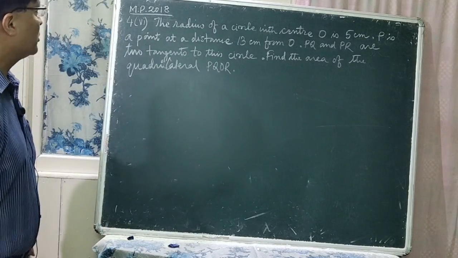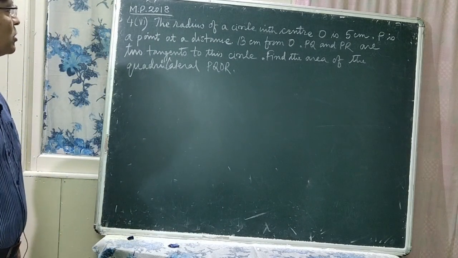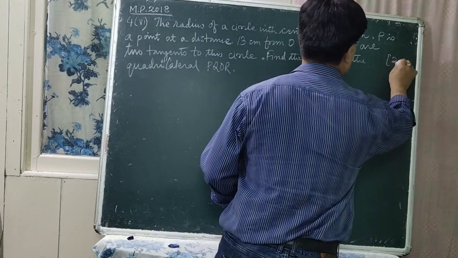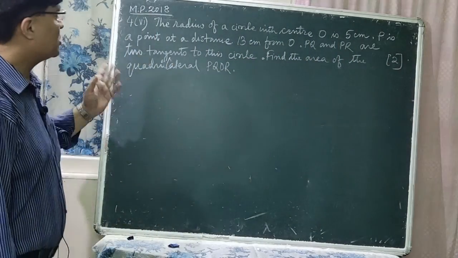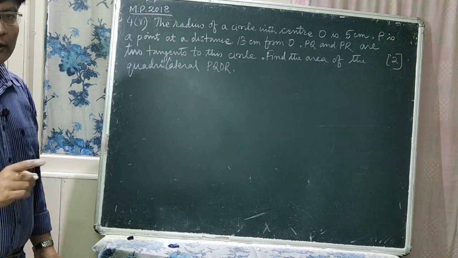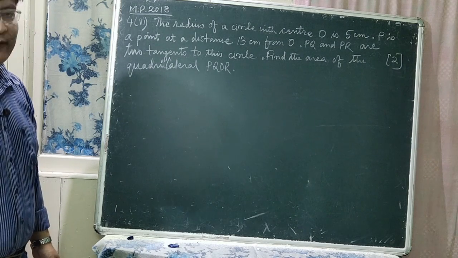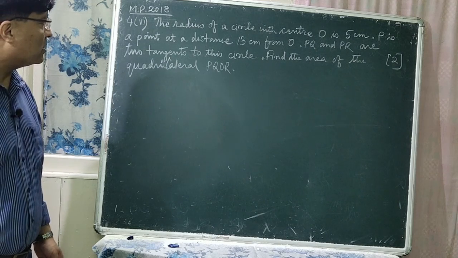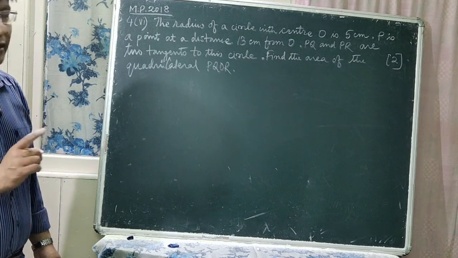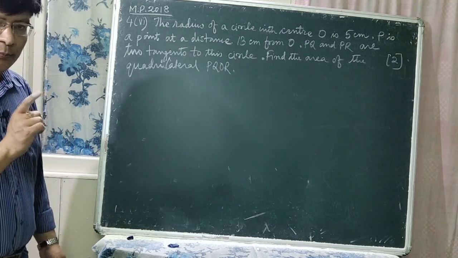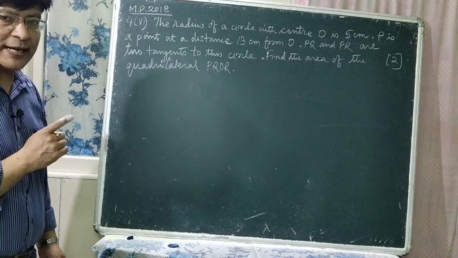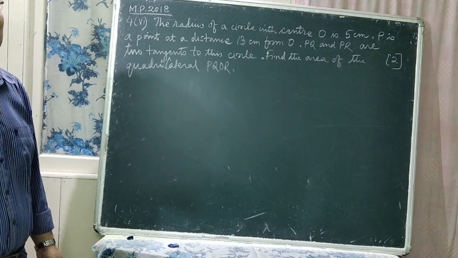So now we'll do the next question, that is Madhyamik Pariksha 2018. Question number 4, number 6. So this question carries 2 marks. The question is the radius of a circle with center O is 5 centimeter. A circle is given with the center O and its radius is 5 centimeter. And P is a point at a distance of 13 centimeter from the point O.